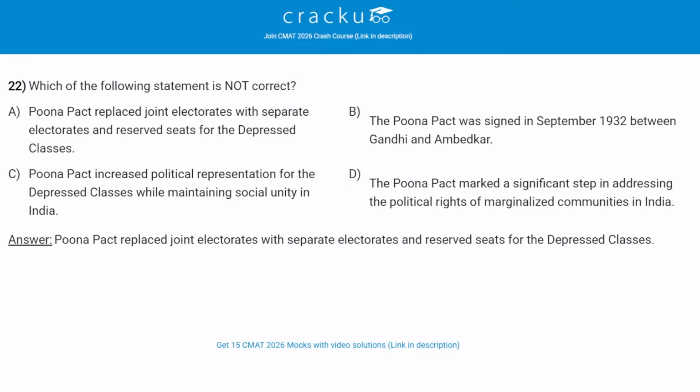In the next question, we need to find which of the following is not correct. The Pune Pact replaced joint electorates with separate electorates and reserved seats for the depressed classes. This is wrong. This is the false statement. Basically, the Pune Pact replaced the separate electorates with the joint electorates. So basically, the opposite is stated. So, the rest 3 are correct, right? The Pune Pact was signed in September 1932 between Gandhi and Ambedkar. The Pune Pact increased representation for the depressed classes. This is also correct. The Pune Pact marked a significant step. This is also correct. So basically, option A is wrong, and this is the correct answer.